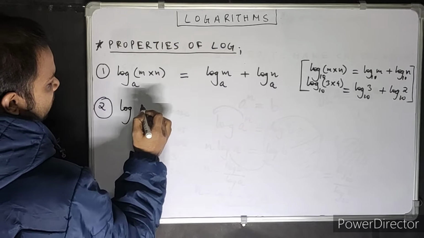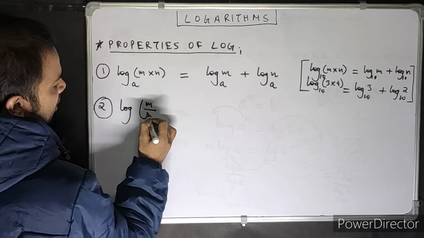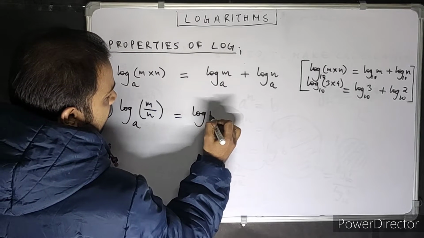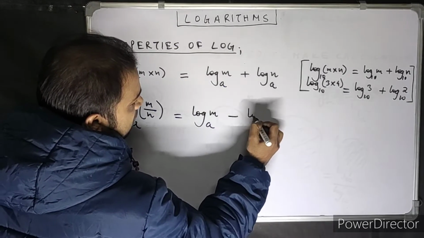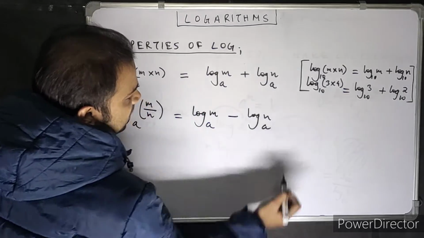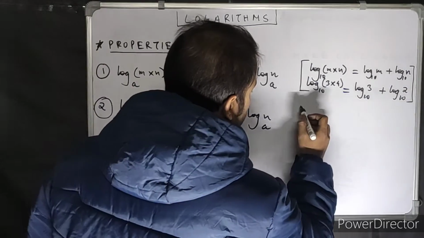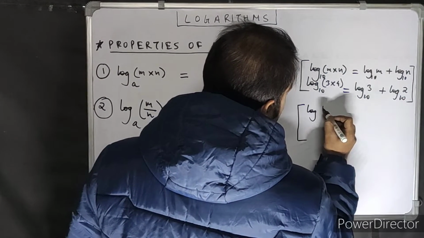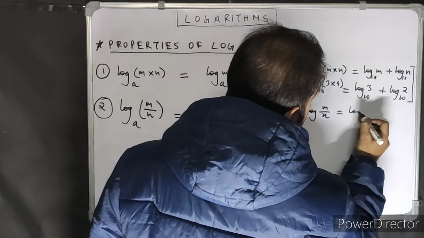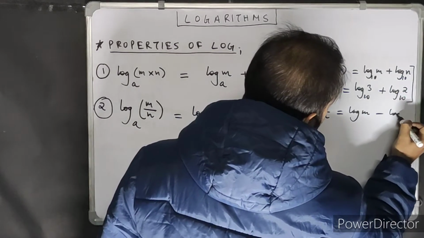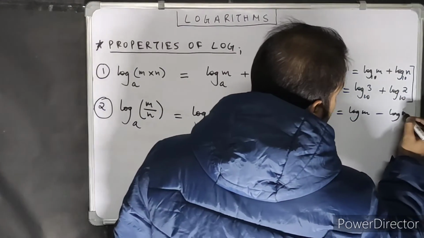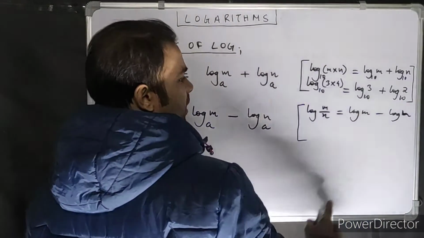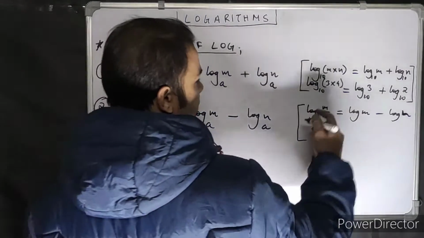That is log m divided by n base a. So that is log m base a minus log n base a. Simply, how would you write it? Log m divided by n can be written as log m minus log n. Later on you can put the base, no problem. As of now, this is just rough writing.